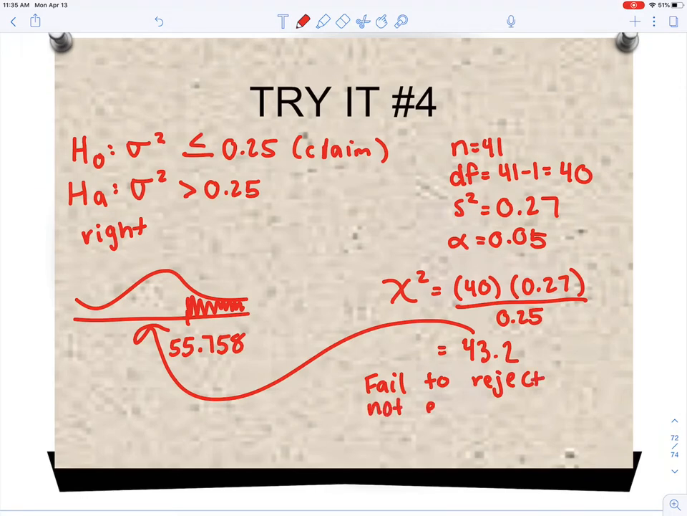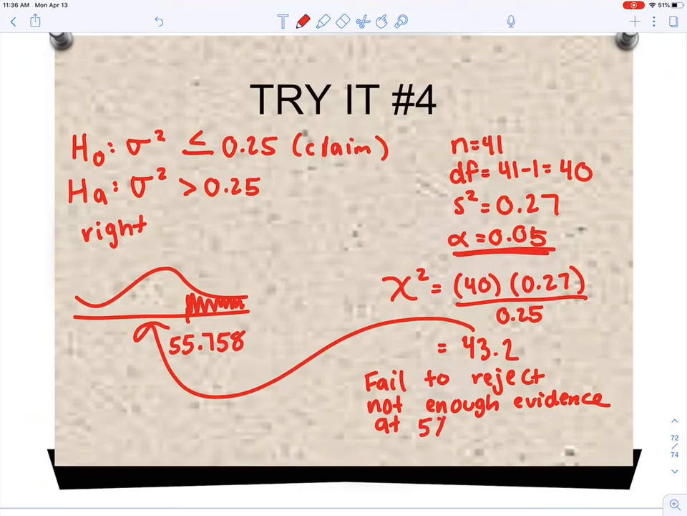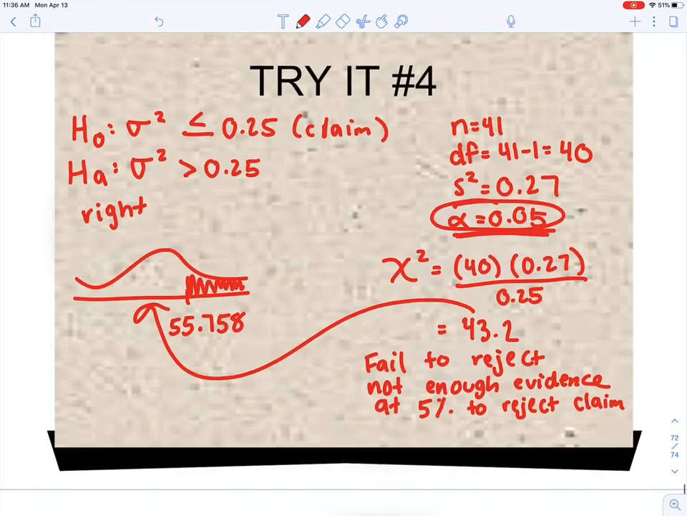Okay, and you could say not enough evidence at my level of significance, which was 0.05, so I could say at 5%, to reject the claim, and just leave it at that. So you can always change this level of significance to a percentage to say that you can't at 5% or whatever that level of significance happens to be.